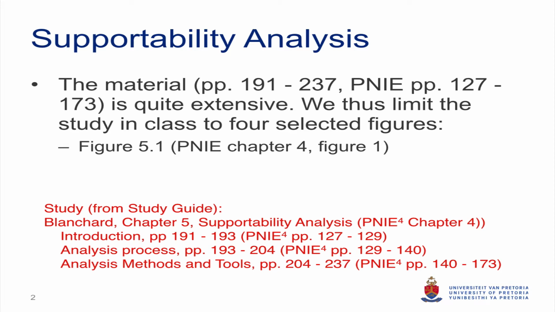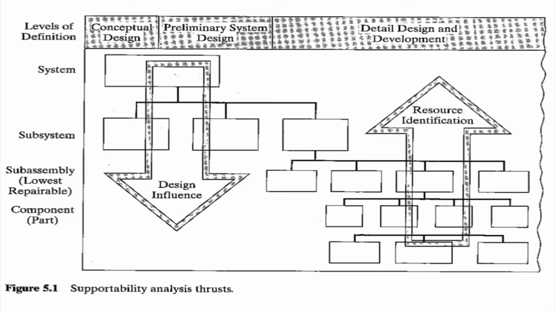We start with figure 5.1, which is the Pearson New International Edition Chapter 4, figure 1. Here we have the way in which the supportability analysis proceeds during the systems engineering process. First, the analysis works from top to bottom through the conceptual design and preliminary system design phases. And then it is worked out during the detailed design and development phase from bottom to top as support resources are identified.